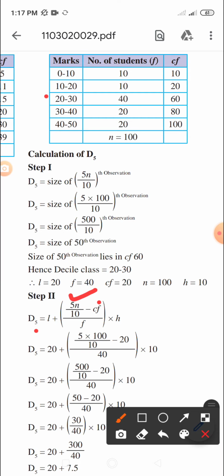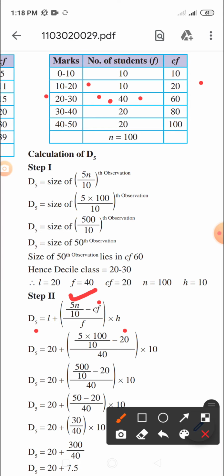So our decile class is 20 to 30. Class frequency is 40. CF means the cumulative frequency of the class preceding the decile class. So the previous class is 10 to 20, and its cumulative frequency is 20. So our CF is here 20, upon F. F means frequency of the decile class, that is 40.